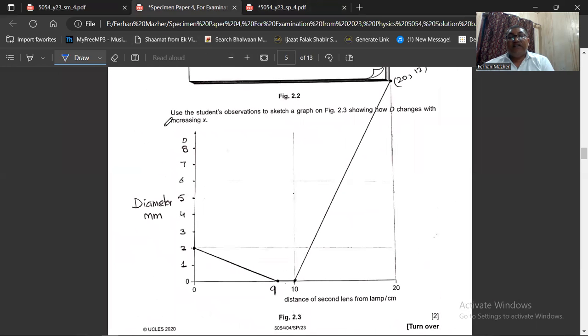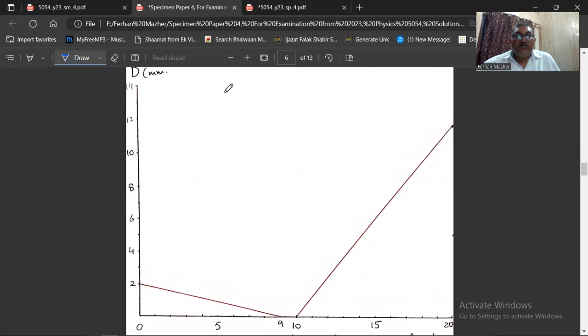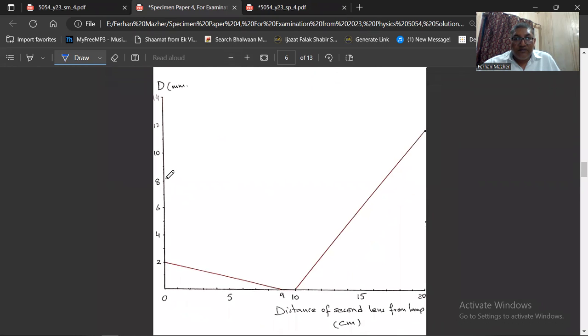It's a very little tricky thing. So I wrote it here, 1, 2, 3, 4, 5, 6, 7, 8. So I went a little out of that. So if this is 2, at 0 you have 2, at 9 you have no shadow, at 10 the shadow appears again, and at 20 you have 12, 6 times more than 2. So join it with a straight line, then like this, then like this. I have drawn this graph again because I went out of that graph paper.